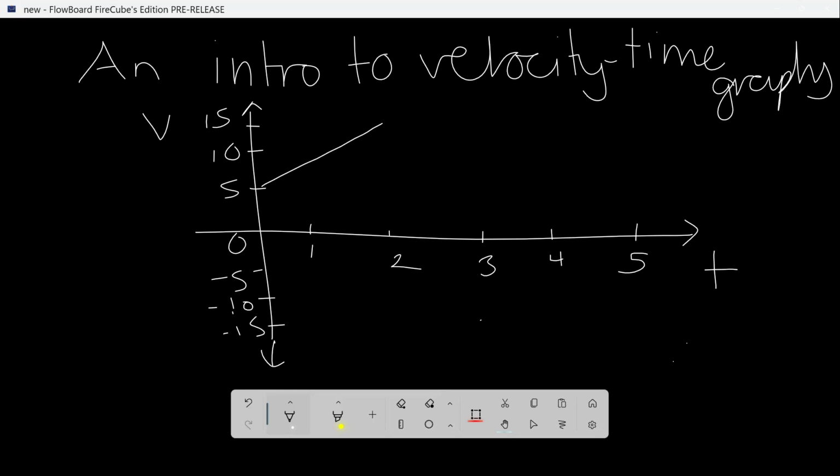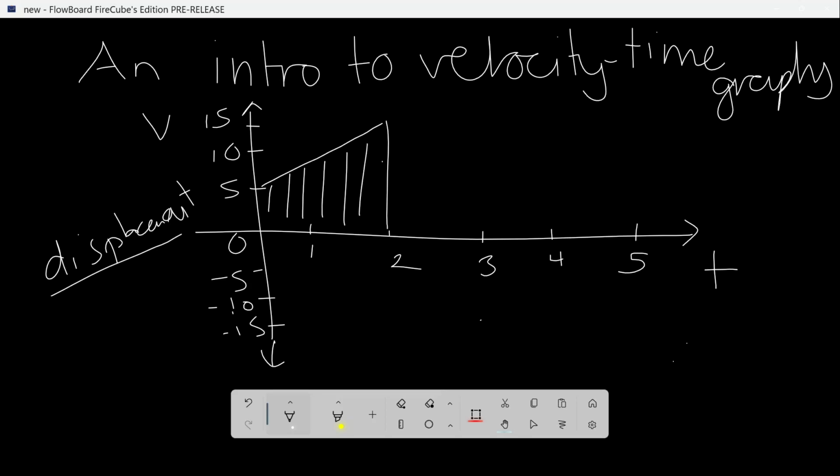So the key point for this is that displacement, which is not clearly shown on this graph, is actually just the area underneath there. If I draw a line that closes up that, the area underneath will be the displacement that the object has covered. So this object starts out at time 0, it's already at a speed of 5.